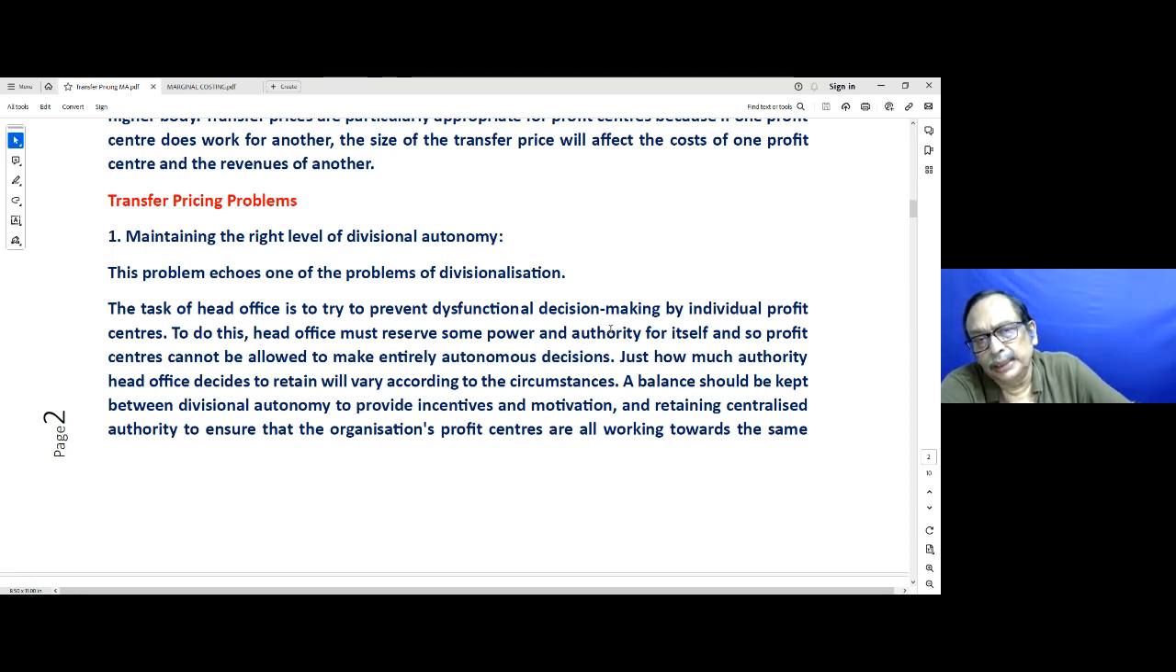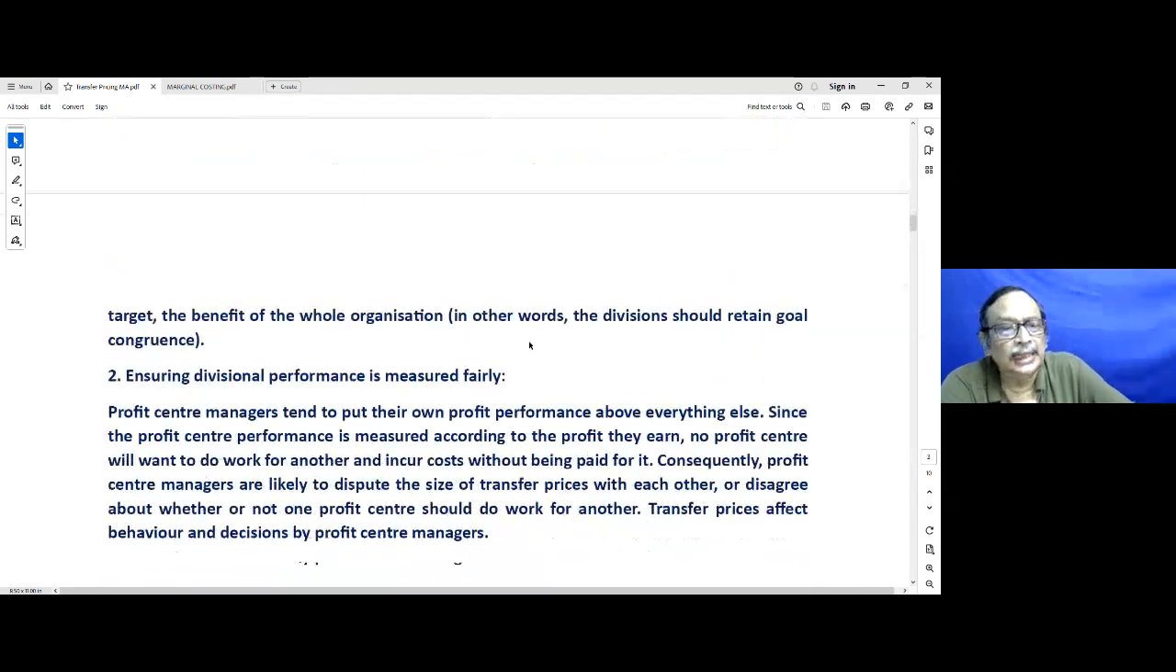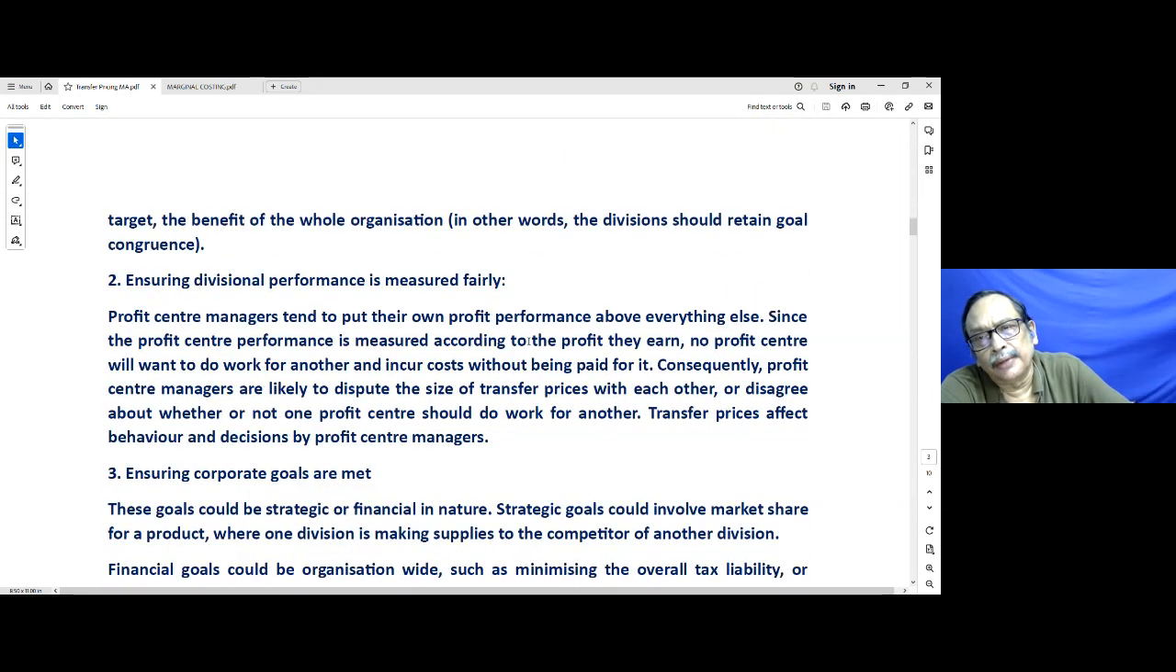The task of head office is to try to prevent dysfunctional decision making by individual profit centers. To do this, head office must reserve some power and authority for itself, and so profit centers cannot be allowed to make entirely autonomous decisions. Just how much authority head office decides to retain will vary according to the circumstances. A balance should be kept between divisional autonomy to provide incentives and motivation and retaining centralized authority to ensure that the organization's profit centers are all working towards the same target, the benefit of the whole organization. In other words, the division should retain goal congruence.